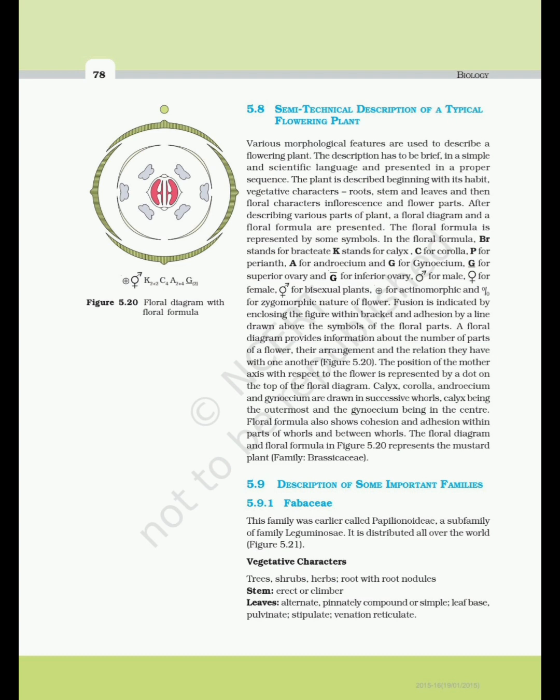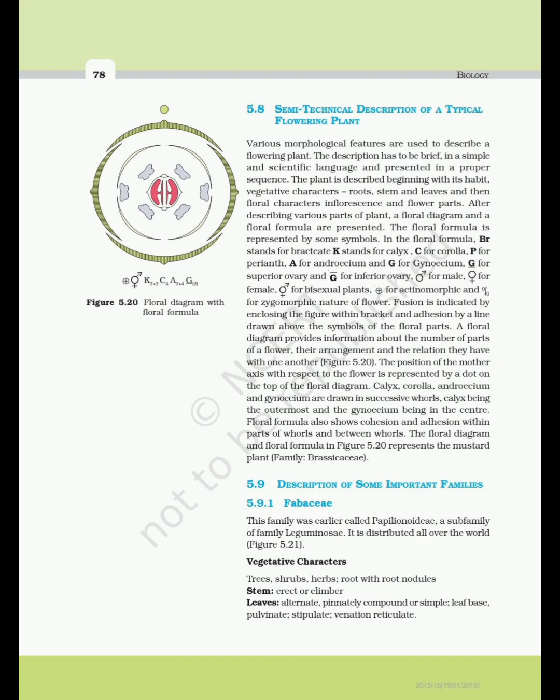The position of the mother axis with respect to the flower is represented by a dot on the top of the floral diagram. Calyx, corolla, androecium, and gynoecium are drawn in successive whorls, calyx being the outermost and the gynoecium being in the center. Floral formula also shows cohesion and adhesion within parts of whorls and between whorls. The floral diagram and floral formula in figure 5.20 represent the mustard plant family, Brassicaceae.